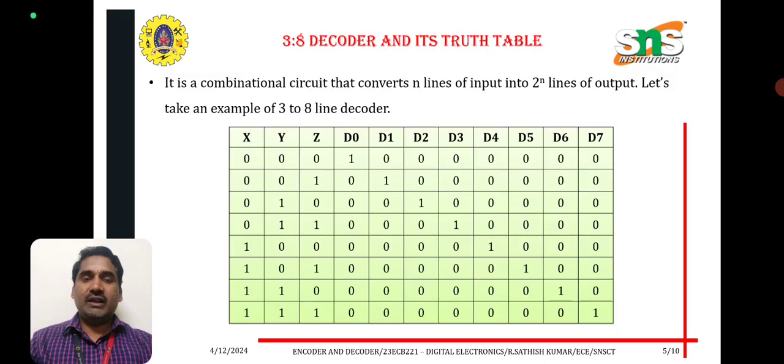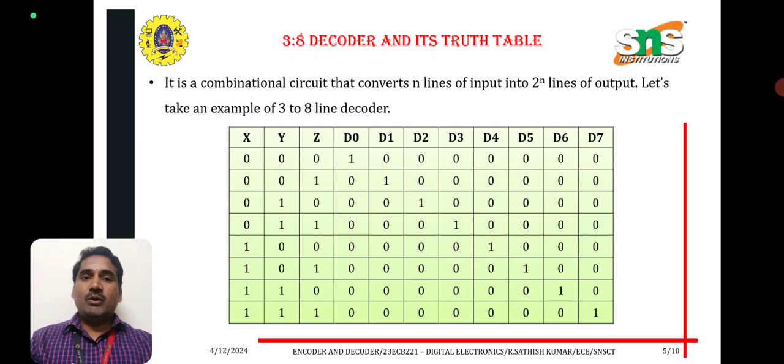Next one, decoder: the 3 to 8 decoder and its truth table. A decoder is the opposite of an encoder. It is a combinational circuit that converts n lines of input into 2 power n lines of output. Let's take an example of a 3 to 8 line decoder. The 3 inputs are X, Y, Z and the 8 outputs are D0 to D7.